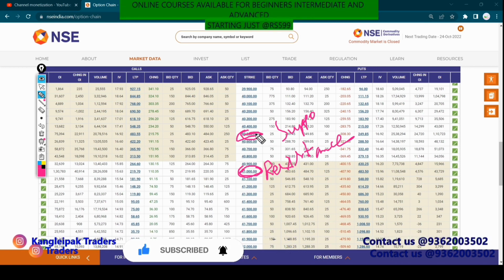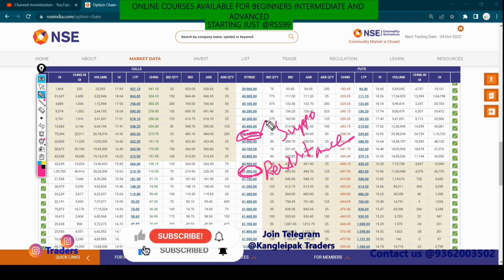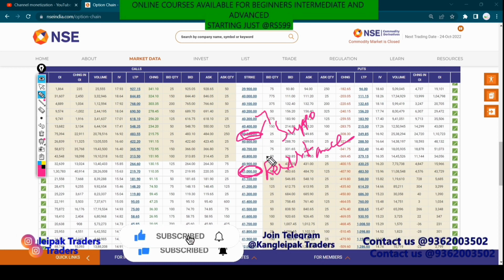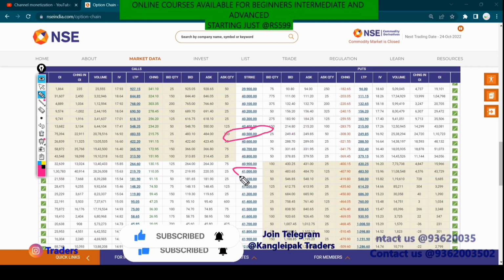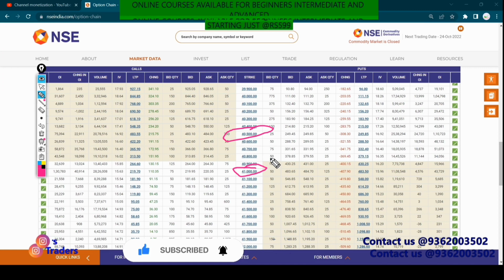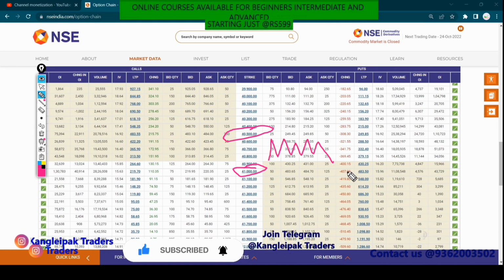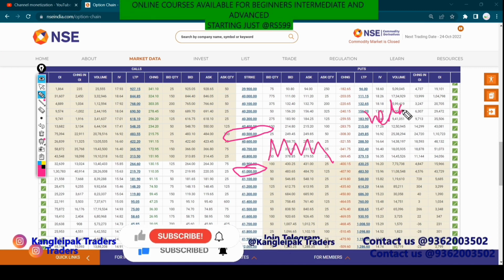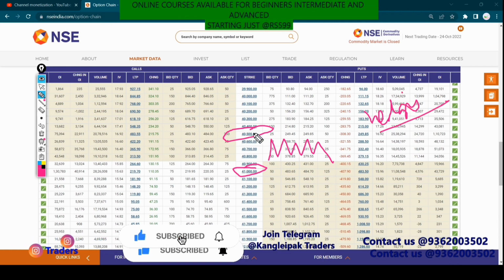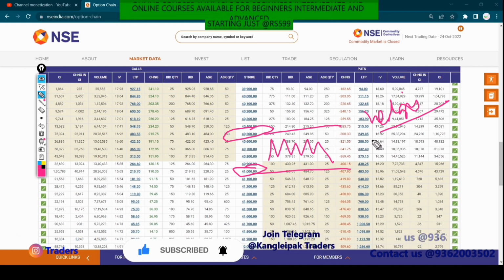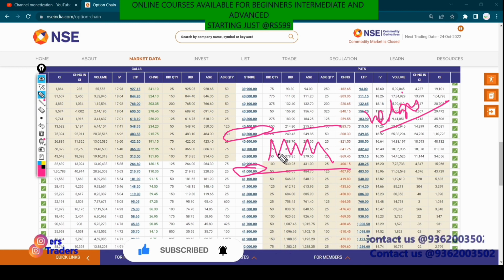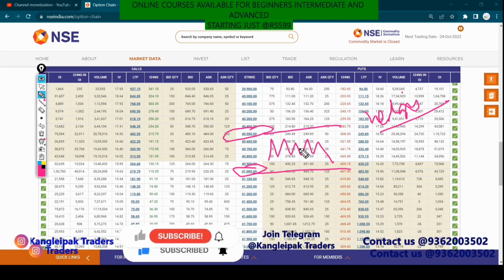The same thing, 40,500 is the support. So what is support? Support means the particular stock price is not expected to go below this 40,500. So in this range between 41,000 and 40,500, the trading will be there. People who are going for hedging can hedge in this range.